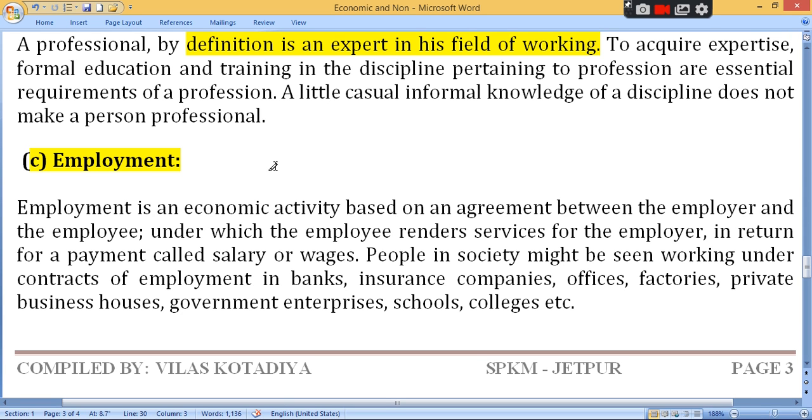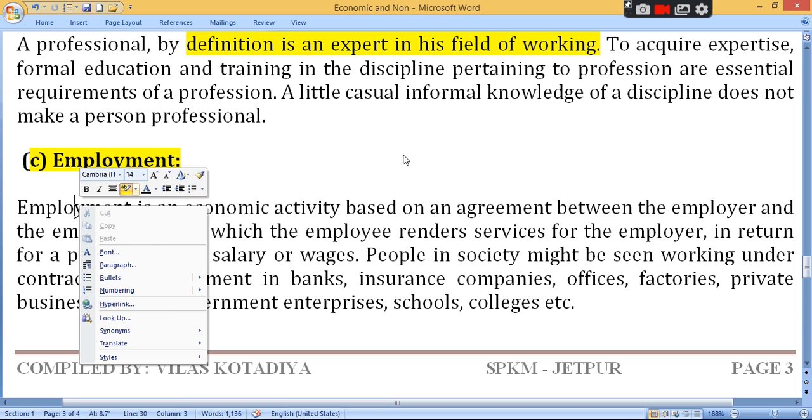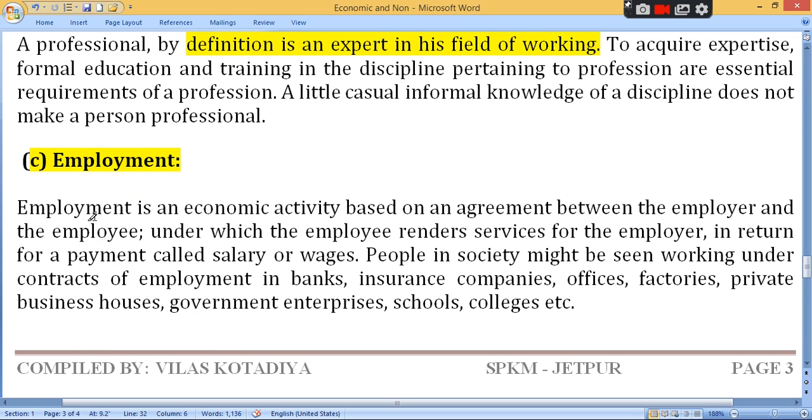There is mutual agreement between employer and employee. It is one type of economic activity. The employer is the owner of the business and the employee is the worker. Clear? Under this, the employee renders service for the employer. Render means providing service to the employer in return for payment called salary or wages.